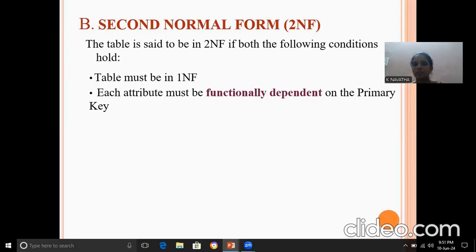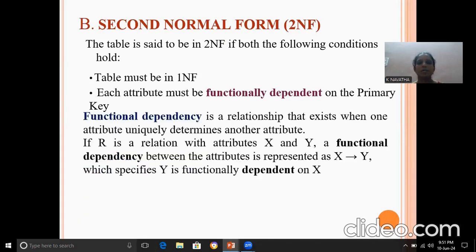That means each attribute is functionally dependent on the primary key. That means unique value plus not null. Primary key is unique and not null. So here, what is functional dependency? It is a relationship that exists when one attribute uniquely determines another attribute. When one attribute determines another attribute, that will be a functional dependency.